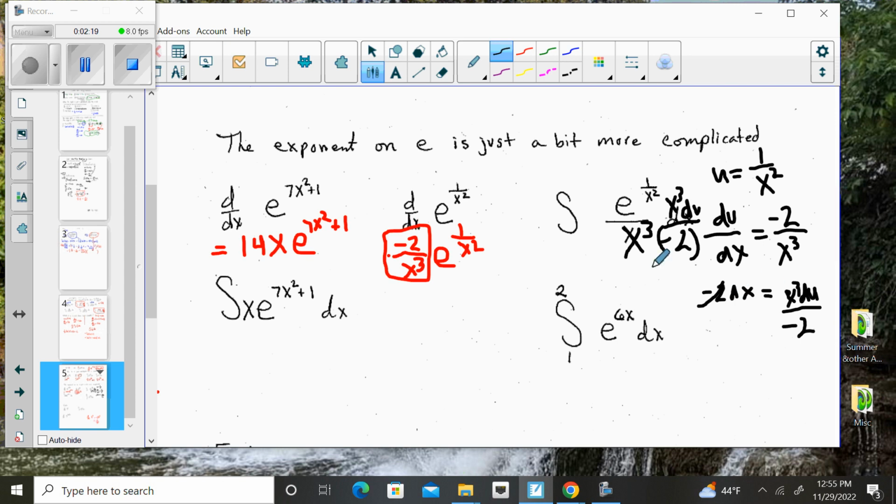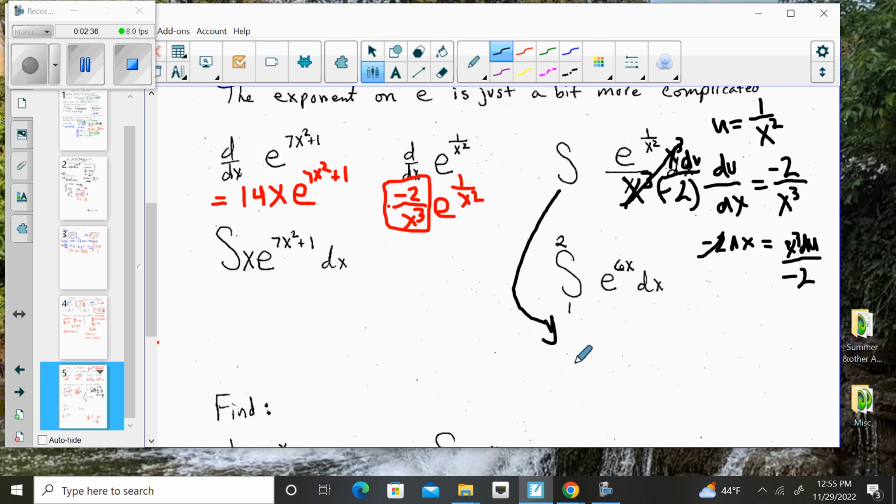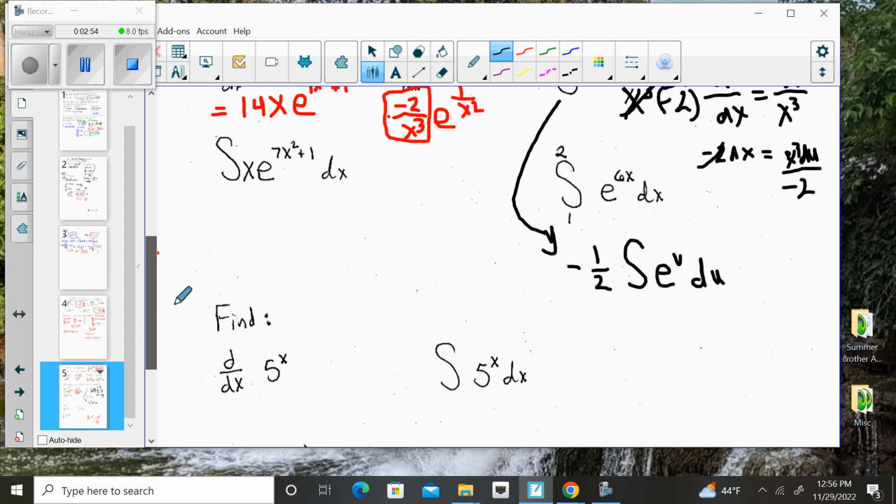Because I have the x cubed, that's why I had to change this, so that my problem could actually be a problem that I can solve. The x cubes cancel. This comes out in front. And then what I'm left with, I'll put my work down here. The negative 1/2 comes out in front, and I'm left with what I want to be left with, which is just the integral of e to the u du. And the beautiful thing about the integral of e to the u du is that the answer is e to the u plus c.